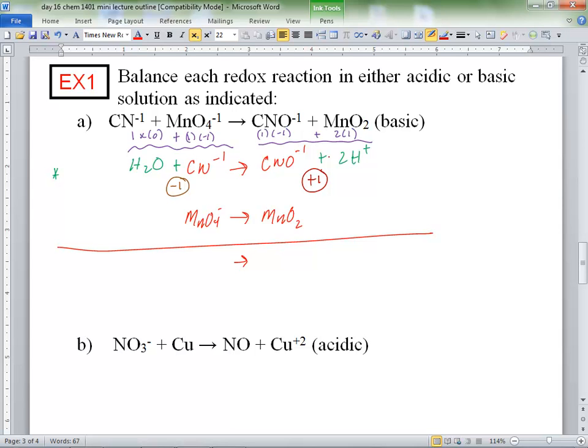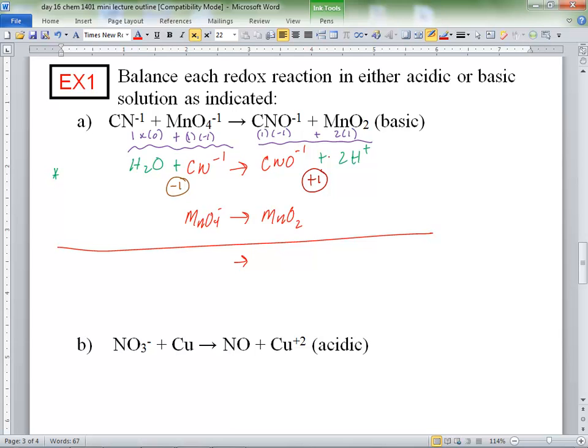Okay. If you end up with the same charge on both sides, you screwed up. Because in redox reactions, the charge has to change because it lost electrons or it produced them, one or the other. So you can't end up with the same charge on both sides. You screwed up.